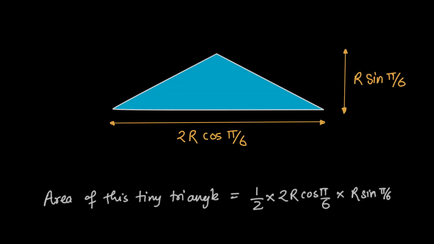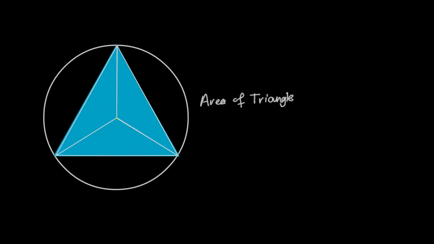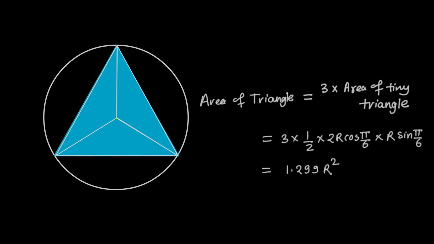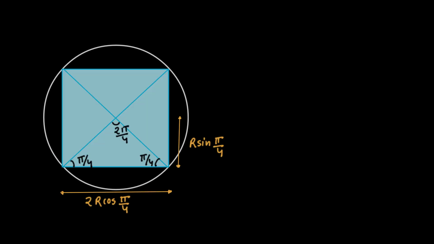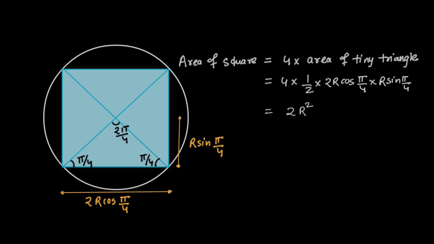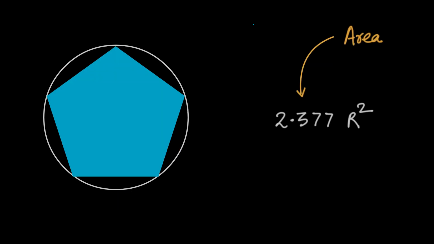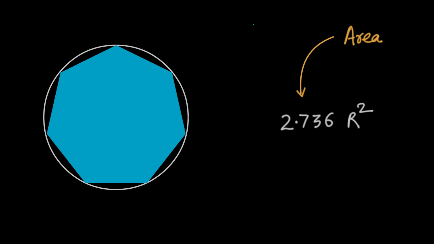Area of this tiny triangle is half of the base multiplied by height. Total area of the triangle will be 3 times the area of this tiny triangle, that is 1.299 r square. We can find the area of the square in the same way. Area of the square will be 4 times the area of this tiny triangle, that is 2r square. Similarly, we can find the area of the pentagon, hexagon, heptagon and so on.